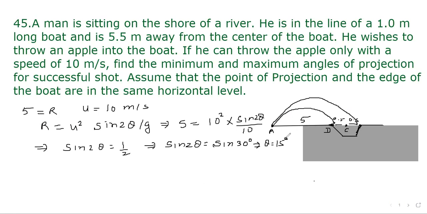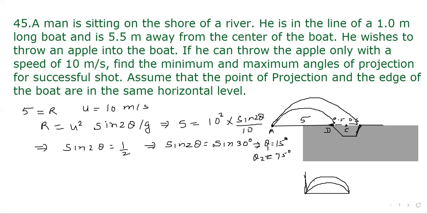So one angle is 15 degree, and we know that for the same horizontal range, there are two angles of projection. One is theta, another is 90 minus theta. Suppose this is theta 1. So theta 2 will be 90 minus theta, 90 minus 15, which is 75.